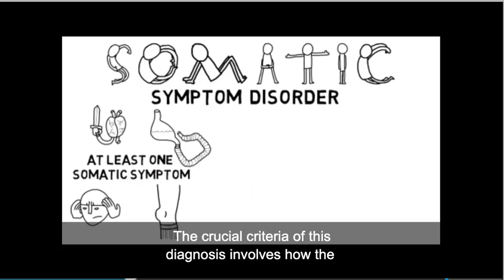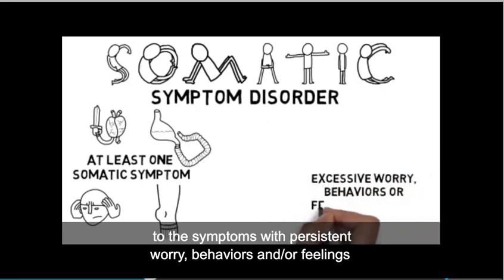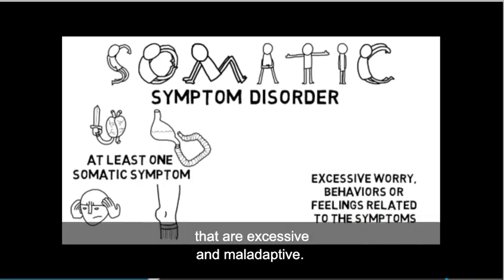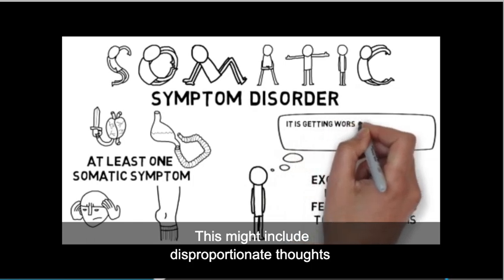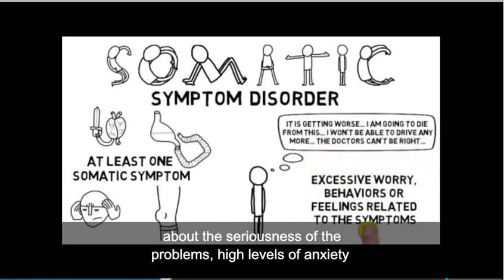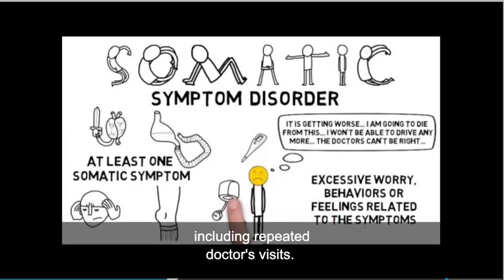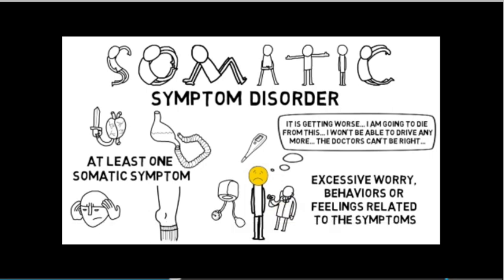The crucial criterion of this diagnosis involves how the individual responds to the somatic symptoms. Individuals diagnosed with this disorder will respond to the symptoms with persistent worry, behaviors, and/or feelings that are excessive and maladaptive. This might include disproportionate thoughts about the seriousness of the problems, high levels of anxiety about the symptoms, or excessive time and energy devoted to them, including repeated doctor's visits.